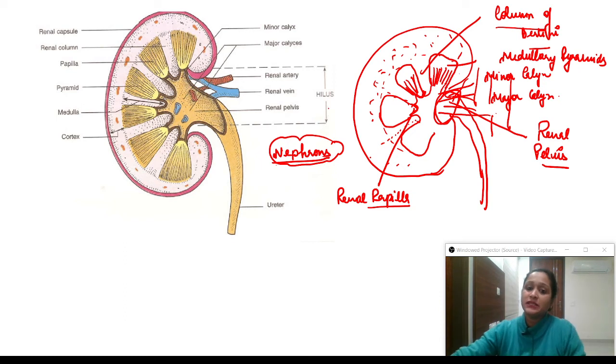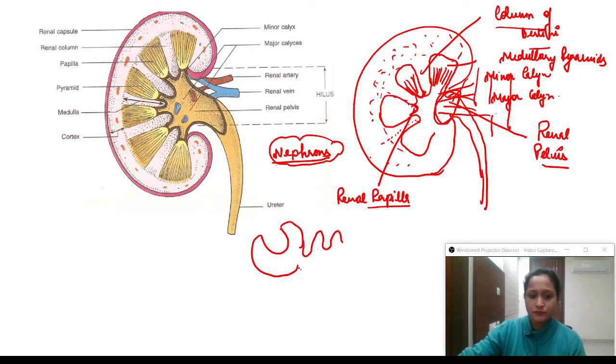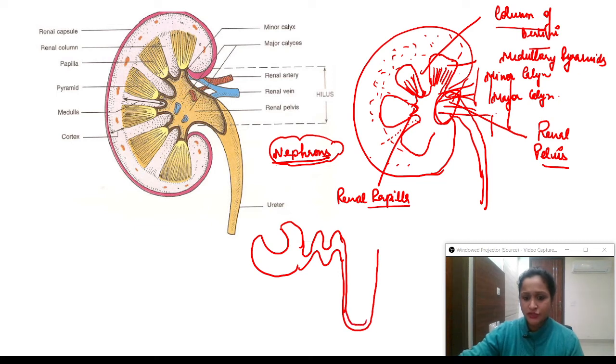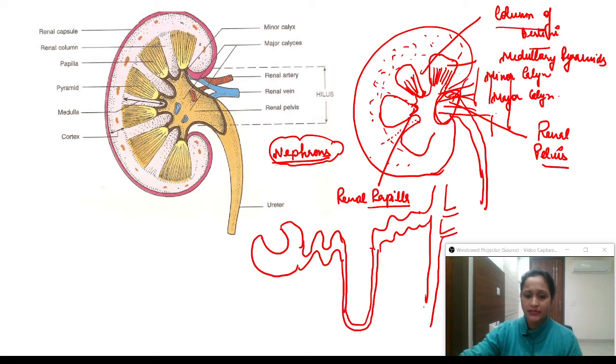Now you will see the nephron. This is the Bowman's capsule of the nephron, and the highly convoluted tubule is what we call the proximal convoluted tubule. Then there is a U-shaped structure, the loop of Henle, which is also a tube, and which then forms the distal convoluted tubule. This distal convoluted tubule is joined to the collecting duct. From this collecting duct, numerous nephrons are connected.